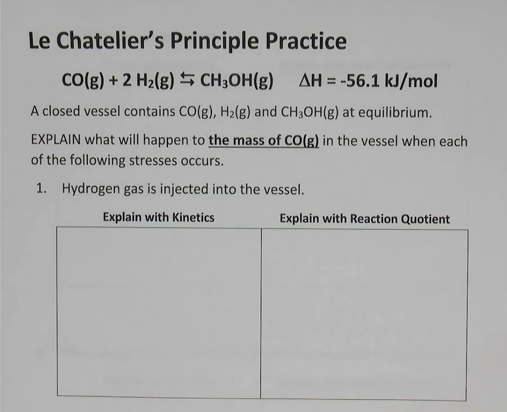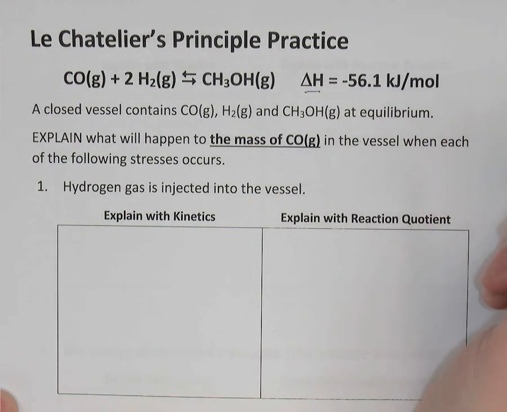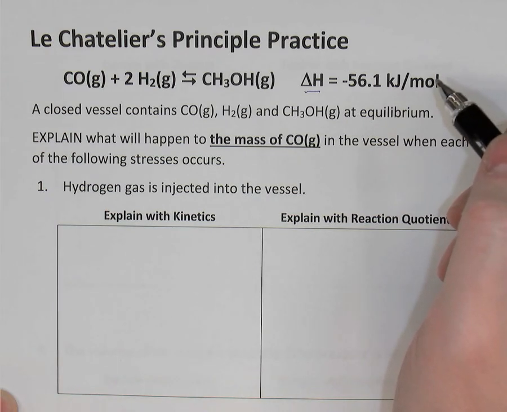a homogeneous equilibrium. Everything here is in the gas phase. You have carbon monoxide reacting with hydrogen gases, and it's producing methanol vapor. When everything is in the same phase, whether it's gases or aqueous, for example, then this is called a homogeneous equilibrium. We notice that delta H is indicated. Delta H is called the heat of reaction. It can also be called the enthalpy change.